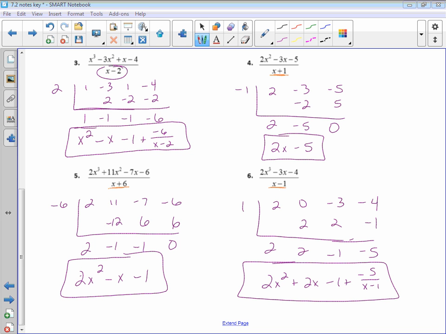Guys, on number 6, make sure you put that 0 in there for the x squared spot. How do you know if that's a remainder? So if you get a number here, it has a remainder. You get 0. That's all.